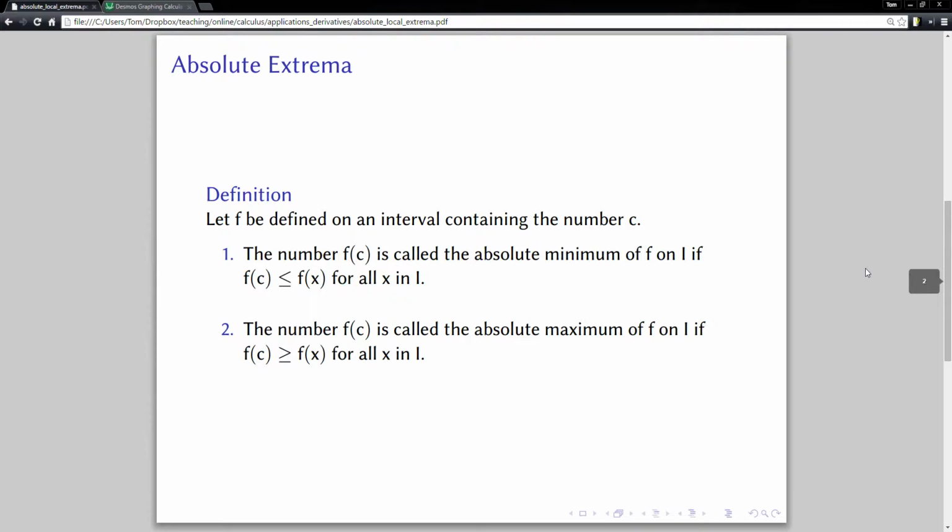Okay, so first off, the absolute extrema, we have the absolute minimum and the absolute maximum. So the number f of c is called the absolute minimum of f on some interval I if it's the smallest y value of any point on the graph of f of x on that interval I. And the number f of c is called the absolute maximum of a function on some interval I if it is the biggest y value of any point on the graph on that interval I. All right, so let's take a look at some examples of those things.